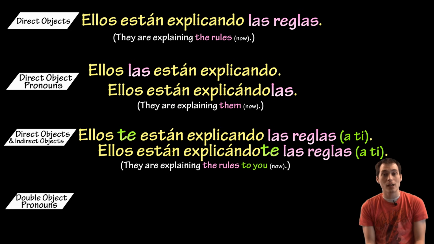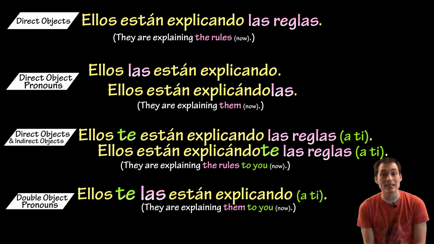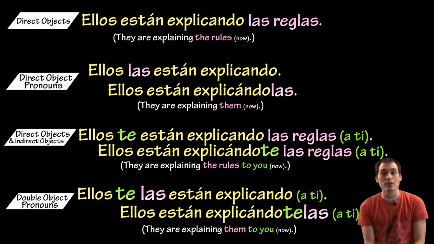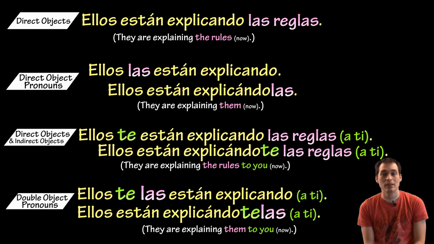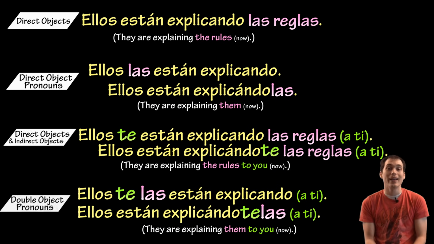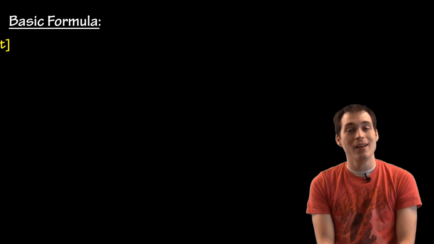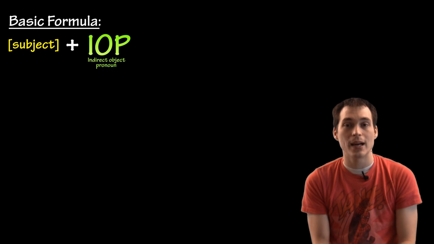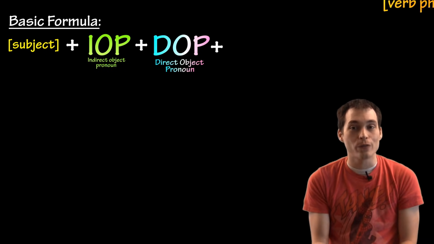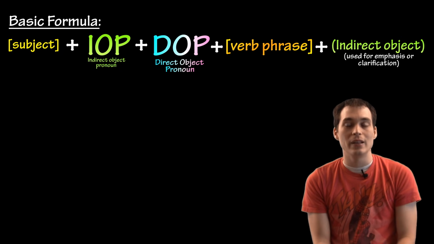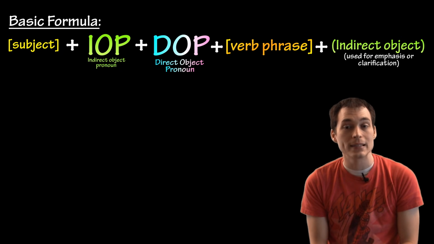And if you wanted to instead use the double object pronoun idea, then you could say ellos te las están explicando, or you could attach them, ellos están explicándotelas, and you can attach because this is an ing. So again, you can attach to infinitive verbs and to the ing, and you'd have an accent mark on them though. So, in short, the basic order or formula would be the subject, the indirect object, the direct object, the verb phrase, and optional, the indirect object clarification or emphasis.